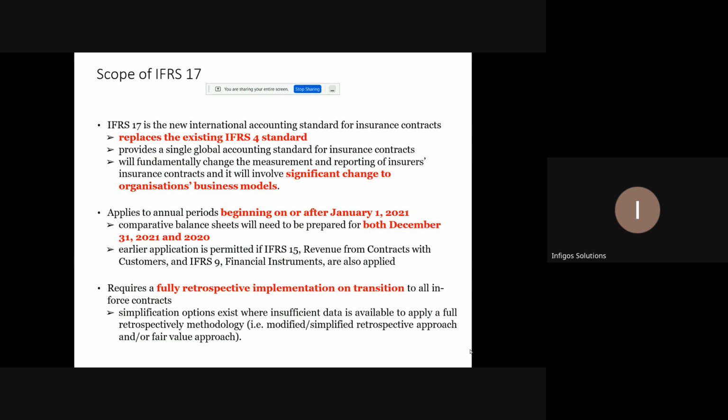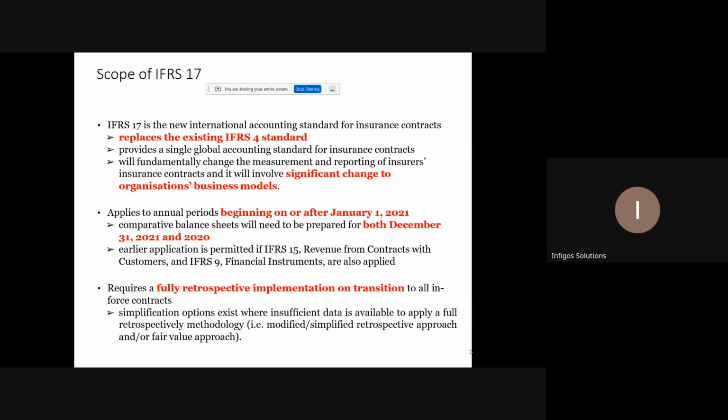So what is the scope of IFRS 17? The scope of IFRS 17 is it replaces the IFRS 4. It will change the business model significantly for different insurance companies because they will not be able to book the profit. They used to book profit without discount, and they were claiming they have profit in the first year, but after first year, second year onward, they have less profit. So those situations will not happen.